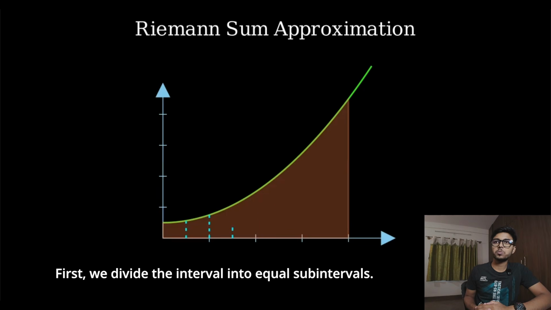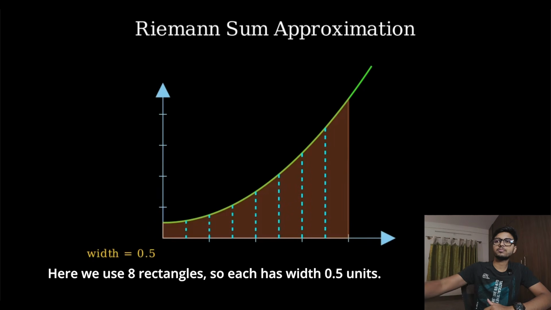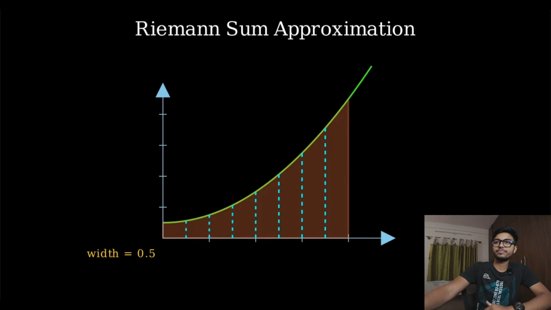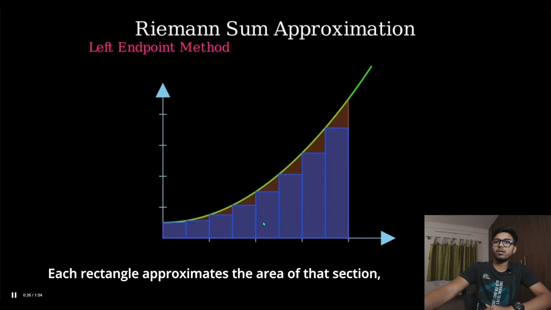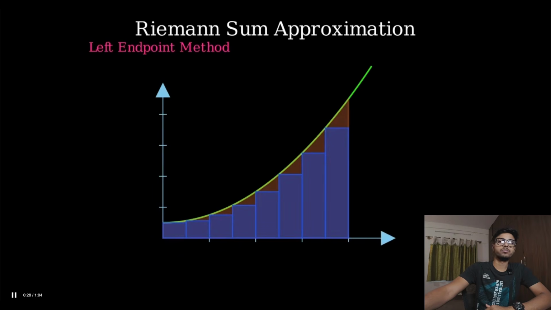First, we divide the interval into equal subintervals. Here we use 8 rectangles, so each has width 0.5 units. Now we create rectangles using the left endpoint of each subinterval to determine the height. Each rectangle approximates the area of that section.